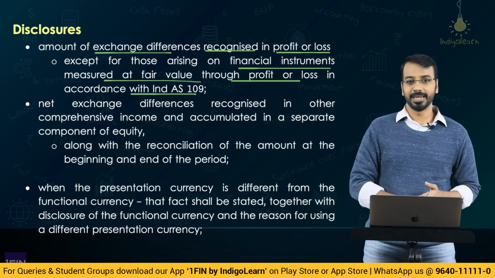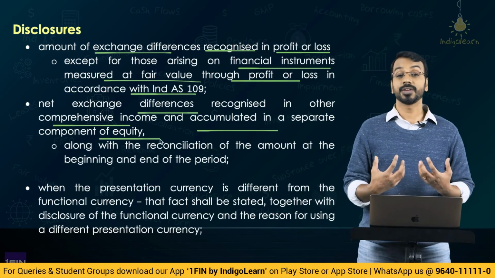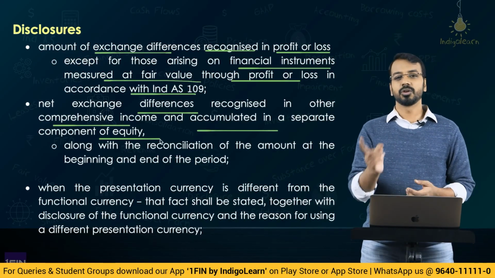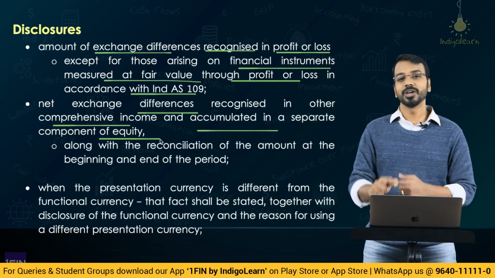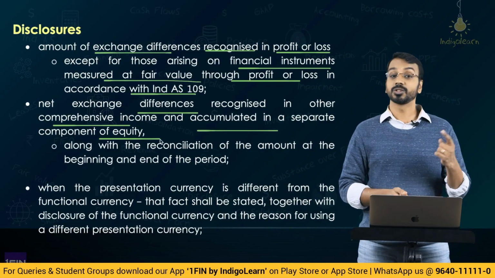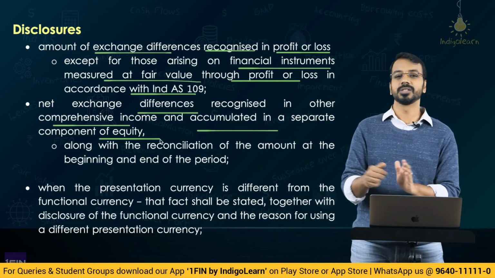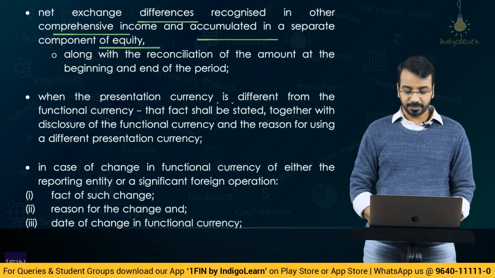Okay, so what you need to remember, exchange differences recognized in P&L except on financial instruments which are categorized as fair value through P&L. Then net exchange differences recognized in other comprehensive income and accumulated in a separate component of equity. How much of exchange differences has been captured in OCI? Now, what all exchange differences would come in OCI? Your foreign currency translation reserve. If there is a non-monetary item like property, plant and equipment and you are revaluing those items, then in that case also there will be an impact in the OCI. So, that has to be disclosed and you have to prepare a reconciliation: opening balance, movements, and disposals and closing balance.